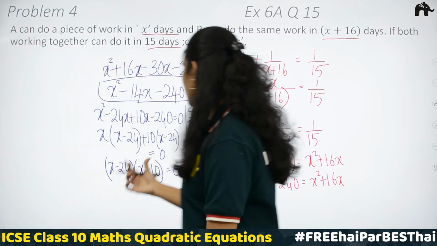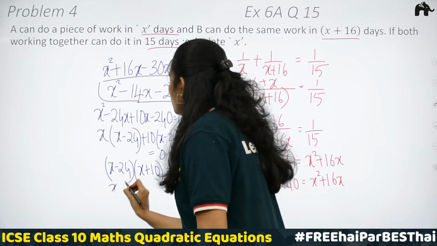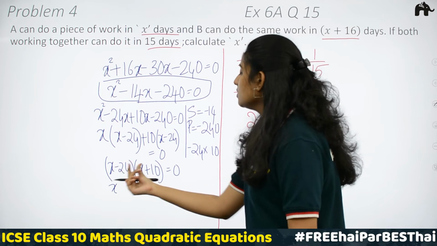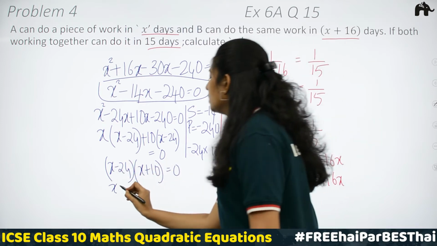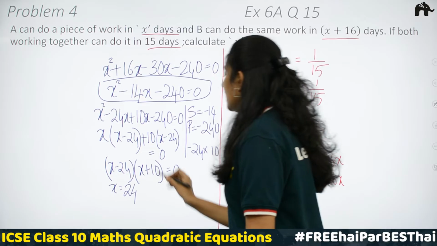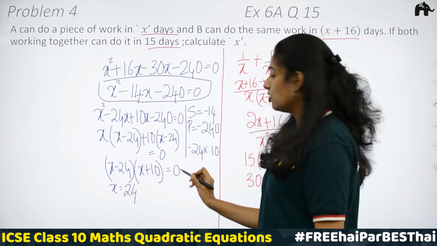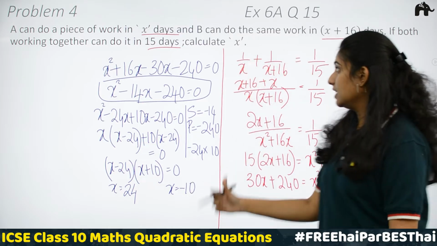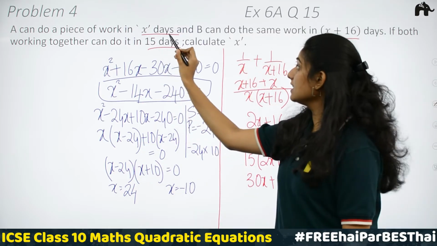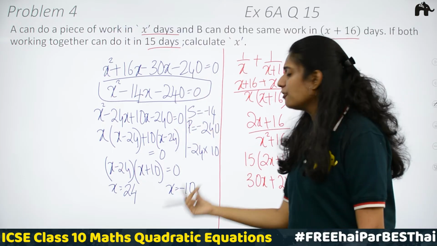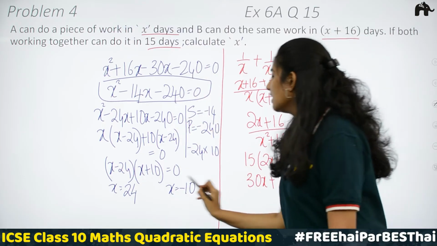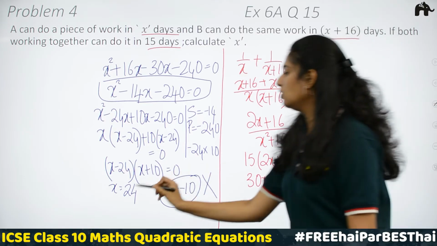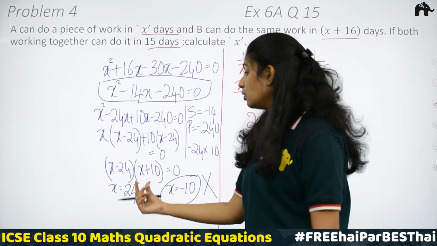Then what are the values of x? Either x minus 24 is equal to 0 or x plus 10 is equal to 0. If x minus 24 is equal to 0, then x is equal to 24. If x plus 10 is equal to 0, then x is equal to minus 10. Now check the question. What is x? X is number of days. Can number of days be negative? No, right? Number of days cannot be negative. So this value is rejected. The only possible value is x is equal to 24.